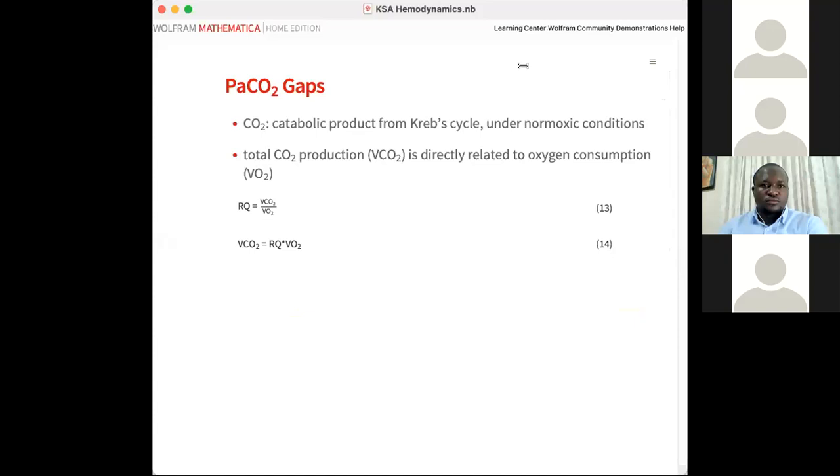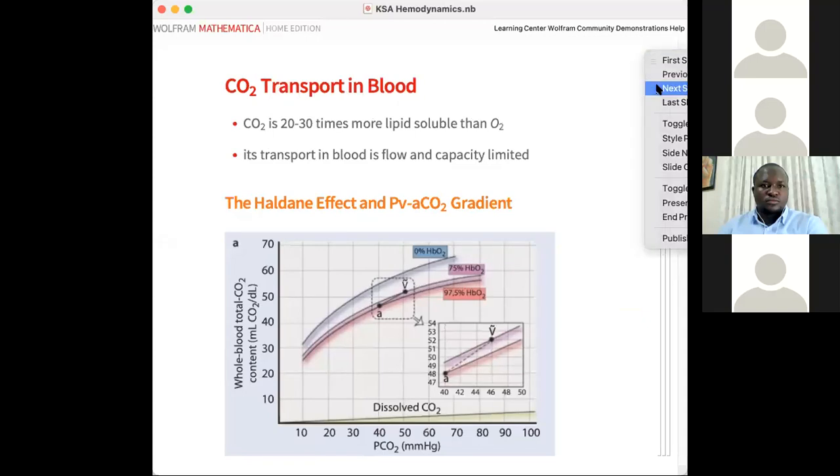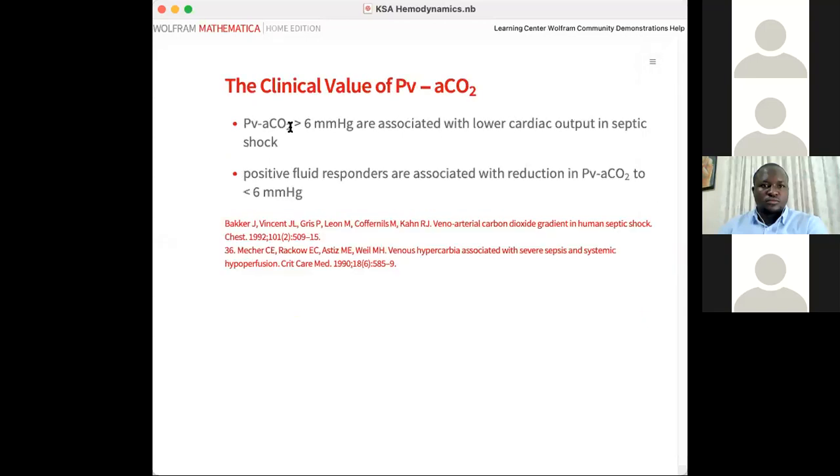Of course, we talked about the veno-arterial carbon dioxide gap. What has been shown is that if your veno-arterial carbon dioxide gap is more than 6 millimeters of mercury, then this was associated with lower cardiac output. And patients who were hydrated, with restoration of intravascular volume, tend to reduce their veno-arterial carbon dioxide gradient to less than 6 millimeters of mercury.